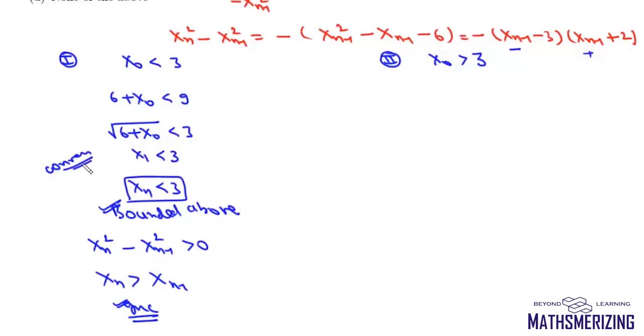Now what about the second case? In the second case, when x0 is greater than 3, if we add 6, we'll get 6 plus x0 will be greater than 9, so the square root of 6 plus x0 will be greater than 3, that is x1 is greater than 3. If we add 6 again and take the square root, we'll get x2 greater than 3. So from here we'll get that xn should be greater than 3. So in this case it is bounded below.